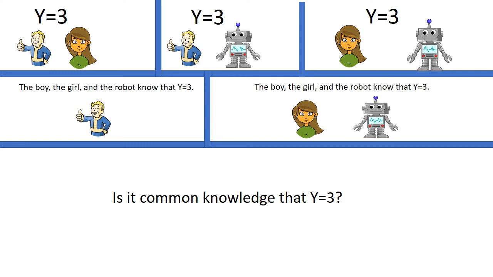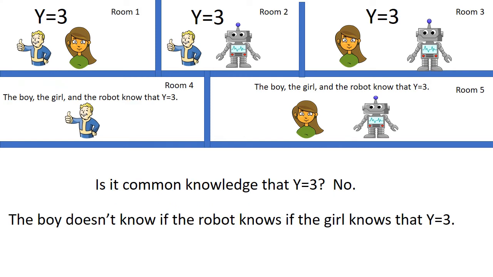And in the final room, the girl and the robot are in a room, and the sign in the room says the boy, the girl, and the robot know that y equals 3. So is it common knowledge that y equals 3? Please pause this video and try to come up with the answer yourself before you hear my answer.